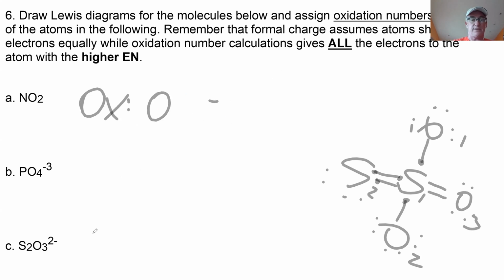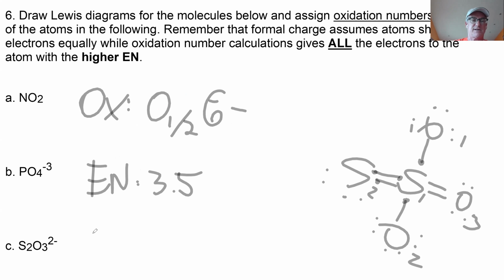So oxygens 1 and 2. They should have 6 valence electrons. Now remember, they get to keep all of the lone pairs they have, and they get to keep whatever shared electrons they have with another element with a lower electronegativity. Now, oxygen has an electronegativity of around 3.5, and sulfur's is like 2.5. So sulfur is less electronegative than oxygen.